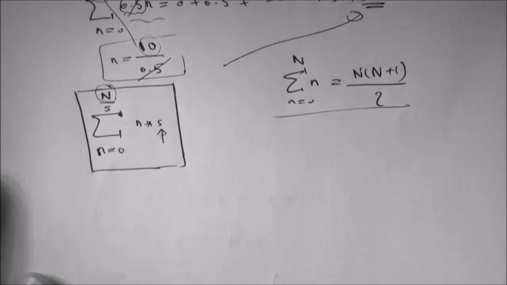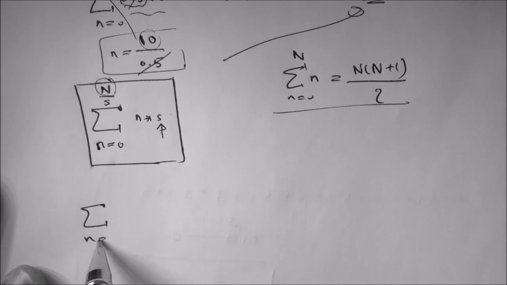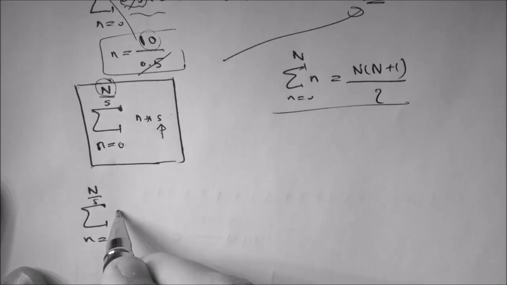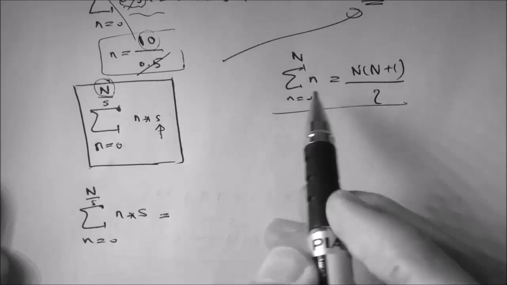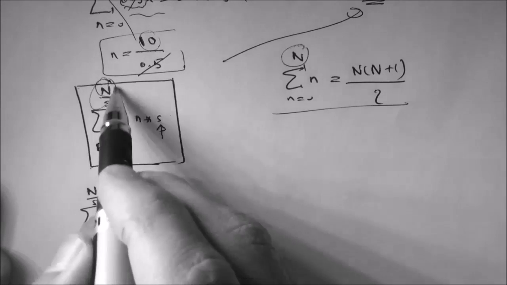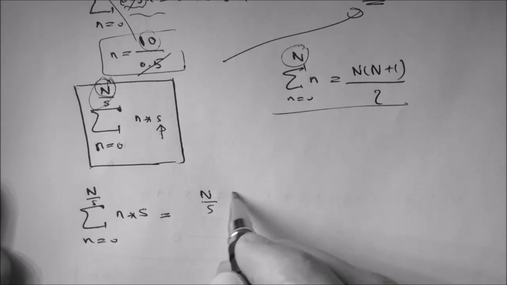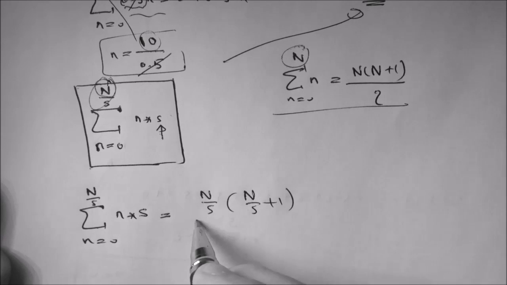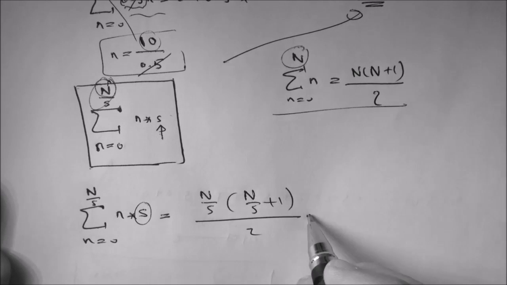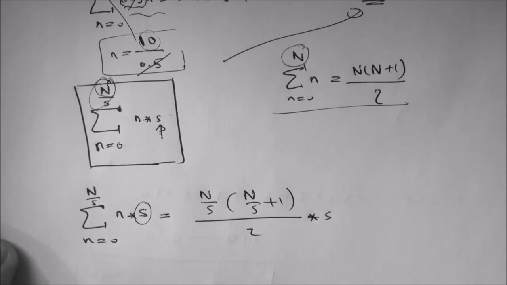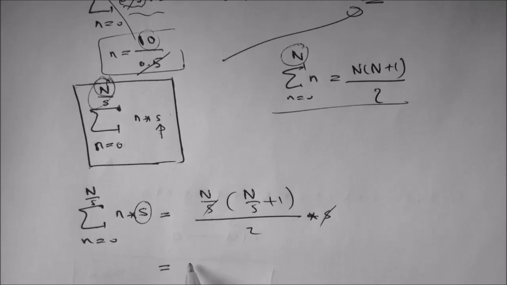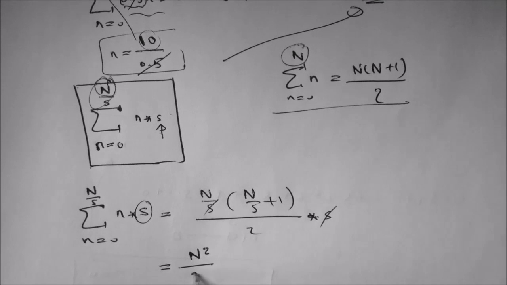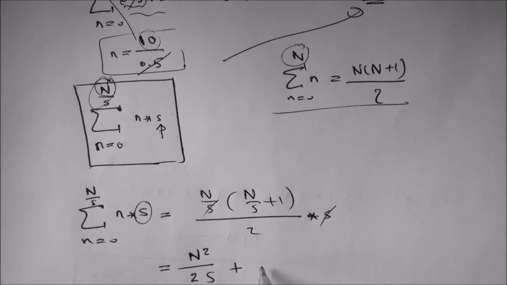We will get the summation from n equals 0 to n over s of n multiplied by s. Instead of n as the upper term, we have n over s. So n over s multiplied by n over s plus 1 over 2, and don't forget this s, so times s. Okay, let me simplify this. This will be n squared over 2s plus n over 2.